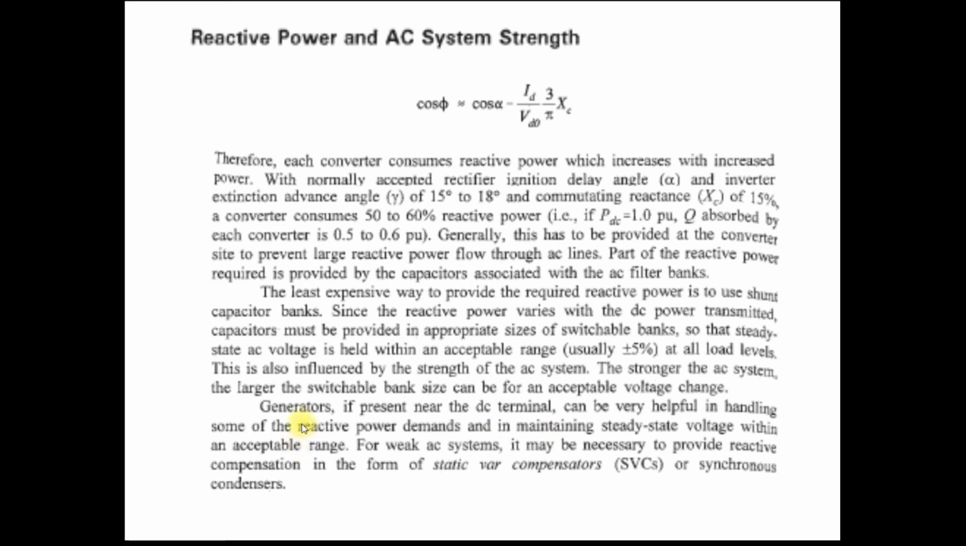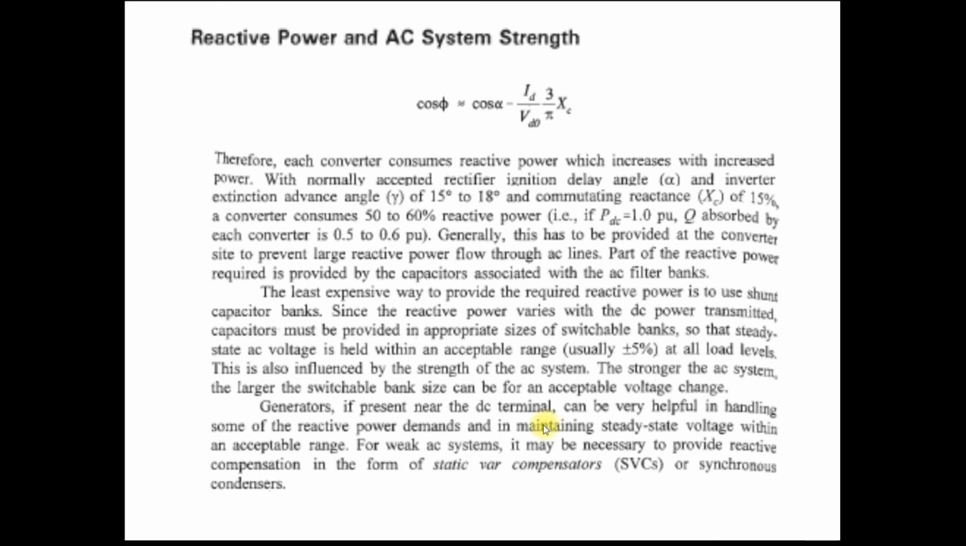But as we know, the generator is not near the HVDC system. That's why we require huge power transfer over a long distance through the HVDC system. So generally the generators are not near the HVDC line, and that is not helpful in providing a sufficient amount of reactive power. So generally we require FACTS devices if your system is weak. If your system is stronger, then we require a large switchable capacitor bank, so that it maintains the acceptable voltage within the limit. So the reactive power requirement also affects the AC system and DC system interaction.